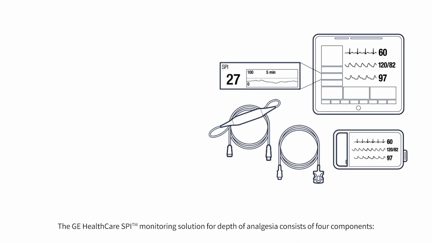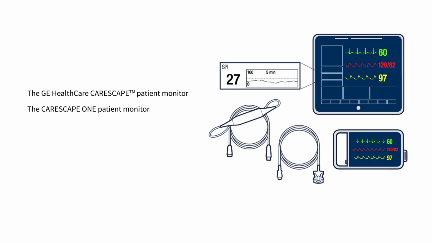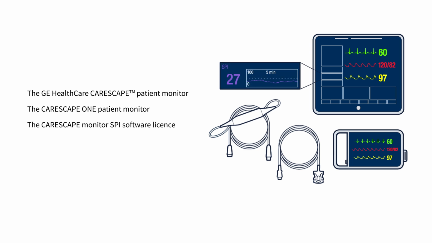The GE HealthCare SPI monitoring solution for depth of analgesia consists of 4 components: the CareScape Patient Monitor, the CareScape Monitor SPI software license, the TrueSignal SpO2 sensor cable, the TrueSignal SpO2 sensor.